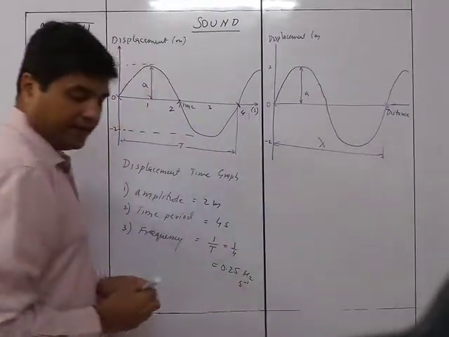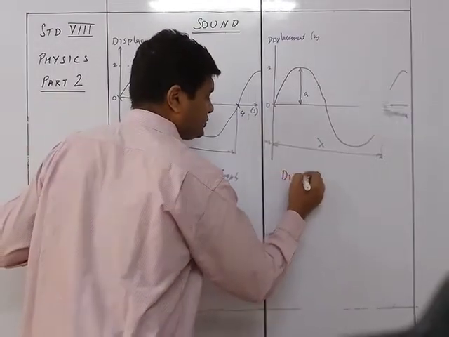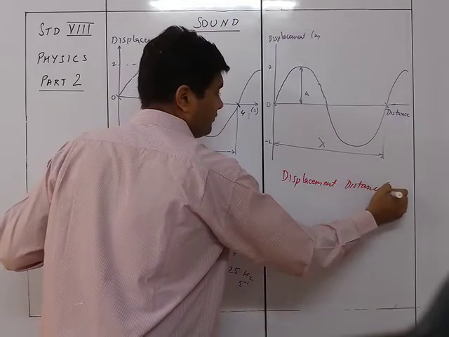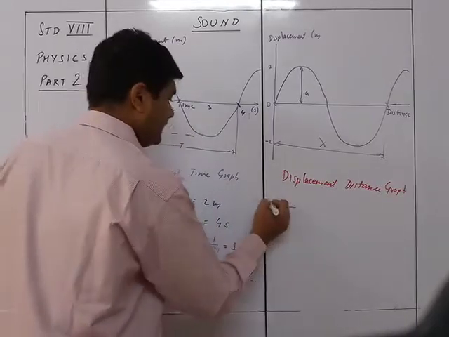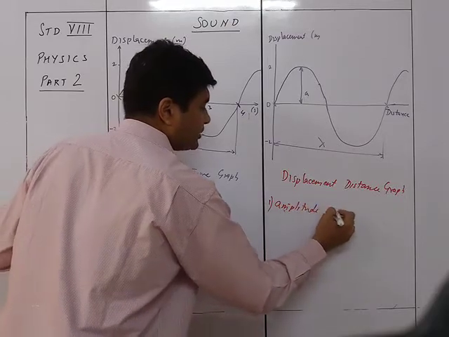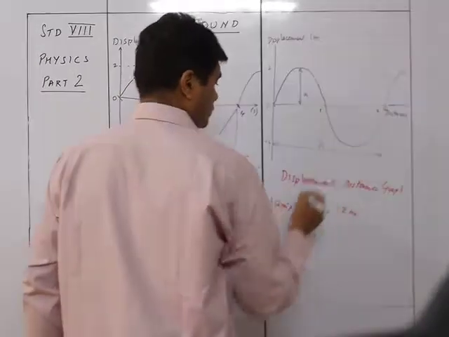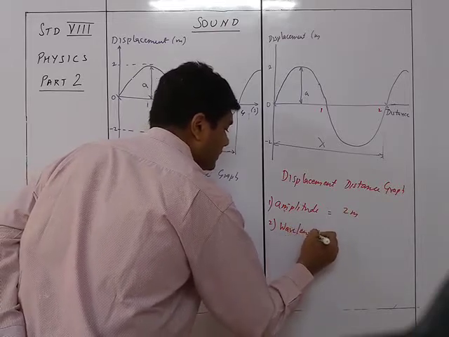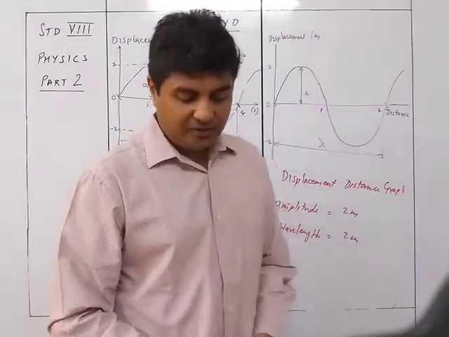So what you find out in case of a displacement distance graph is that it tells me first the amplitude. The amplitude is equal to 2 meters. And here also we'll write over here 1 and 2. The second is wavelength. Wavelength is also 2 meters because this is 1 and this is 2. So 2 meters is the wavelength.